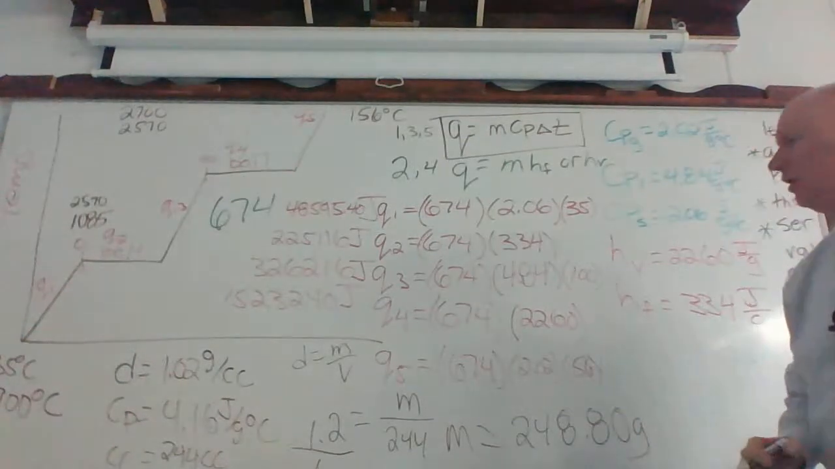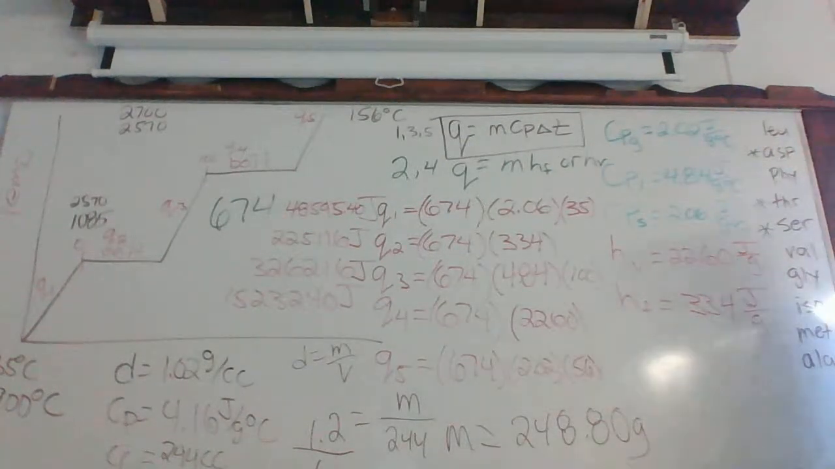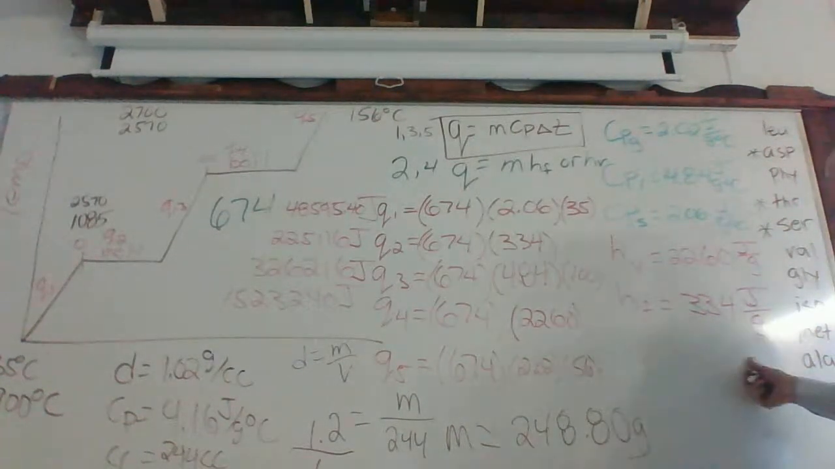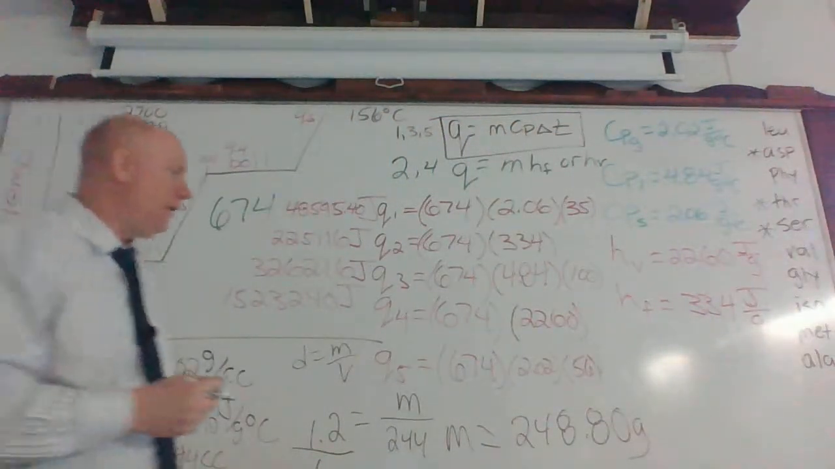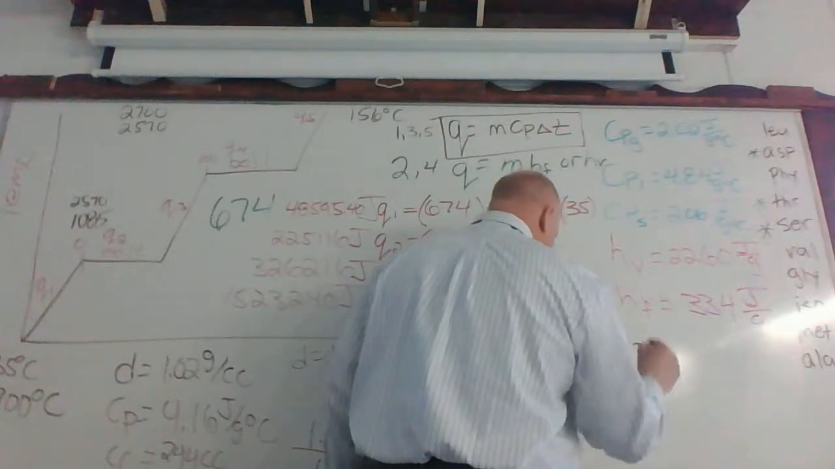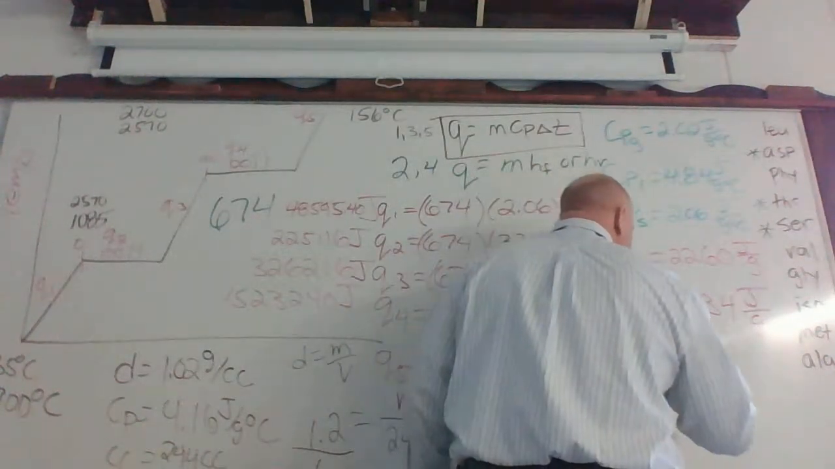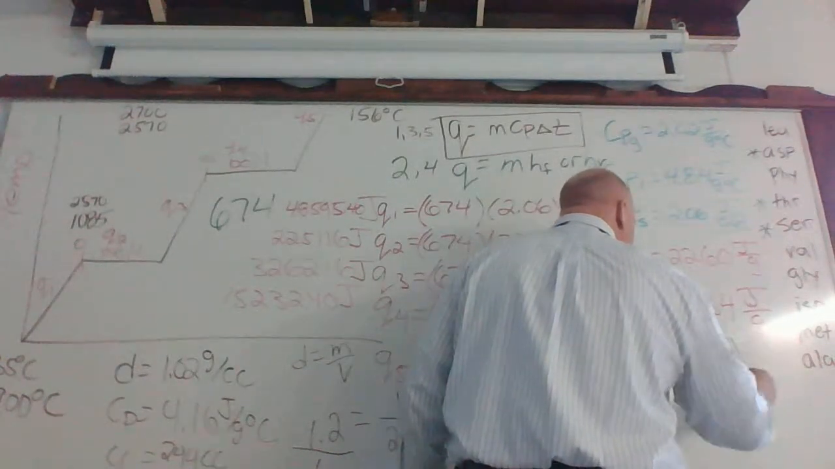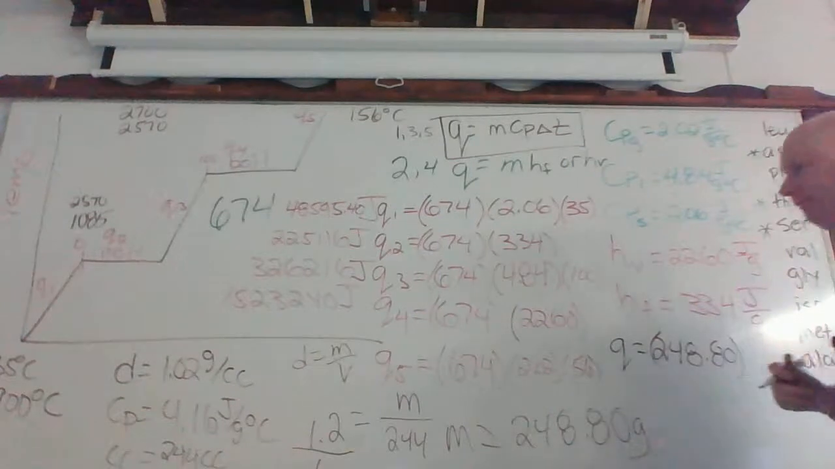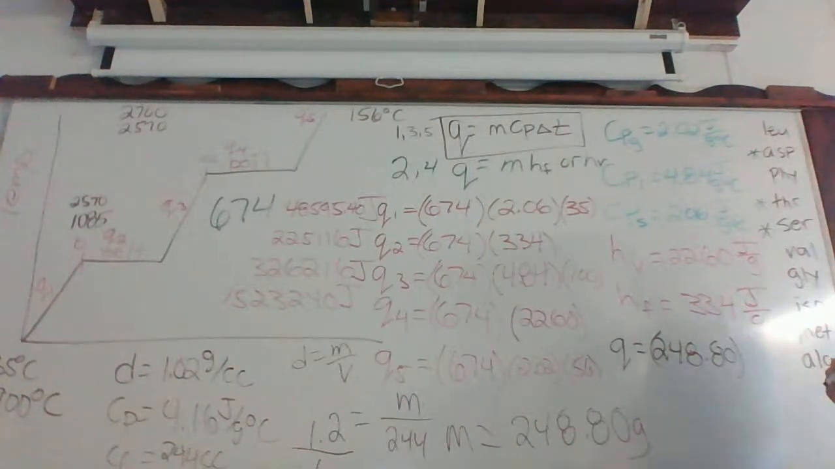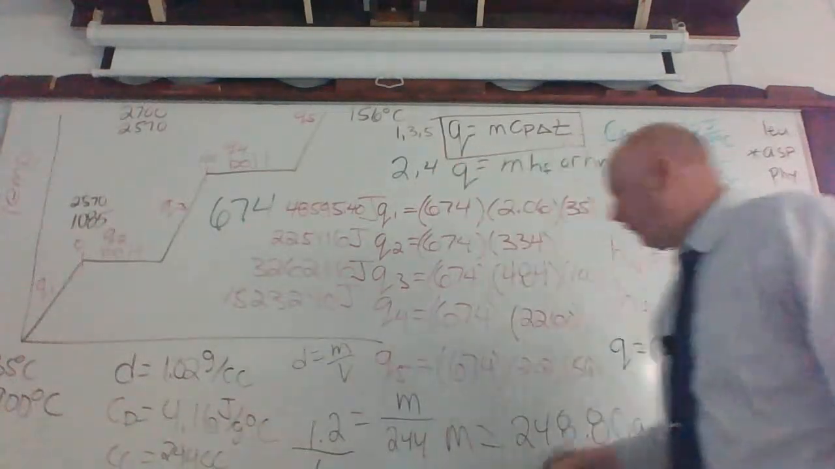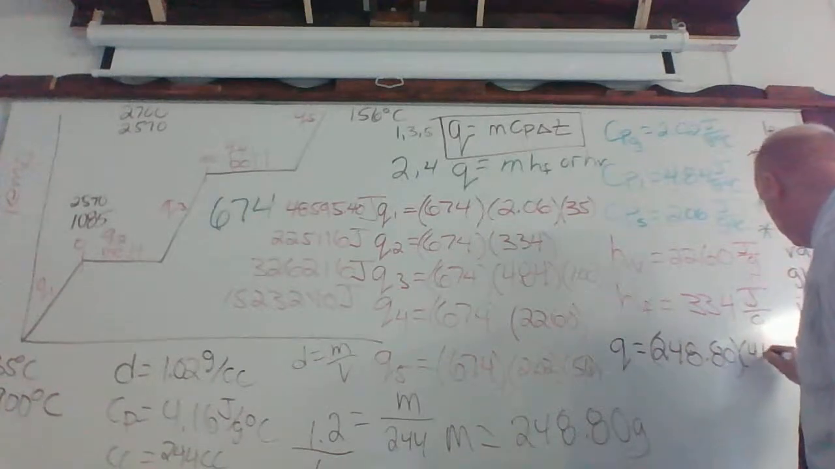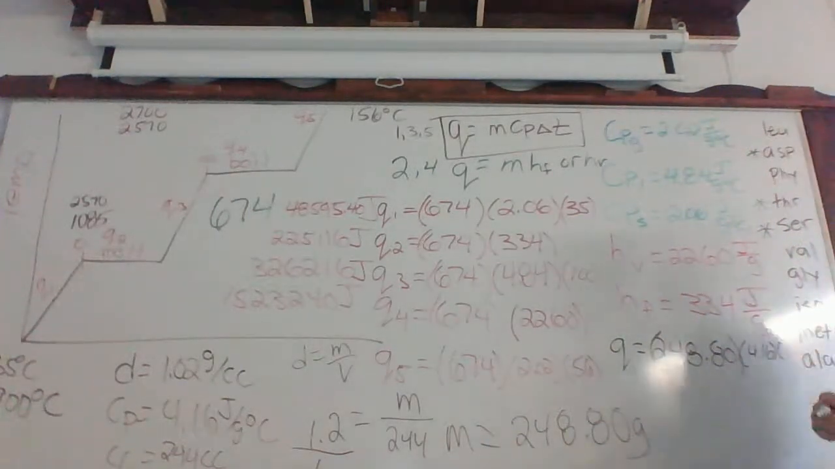248.8 grams. We were also given a temperature range, correct? 25 degrees Celsius. So what's that change in temperature? 25. So our Q then equals 248.8 times what's the specific heat? 4.16. And then what was your temperature range? 25.